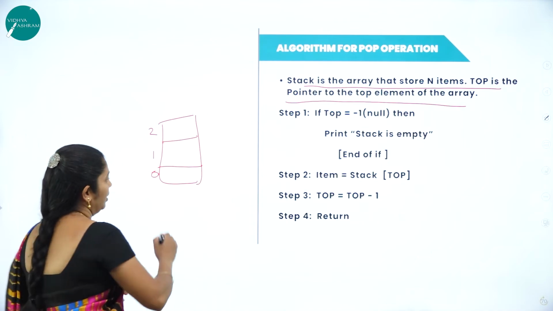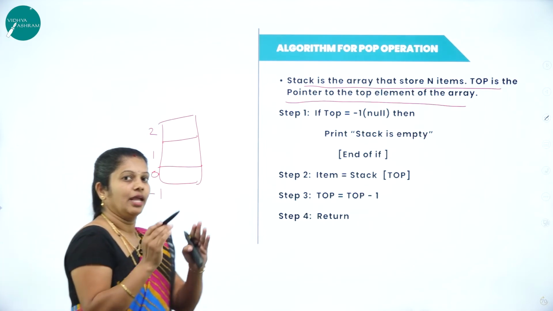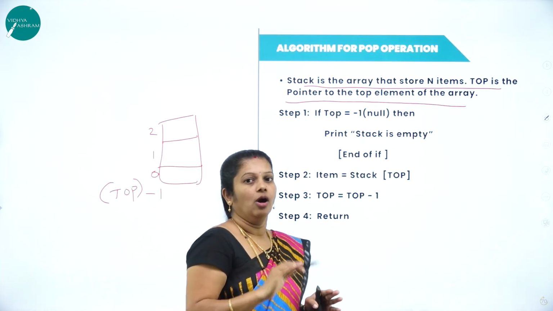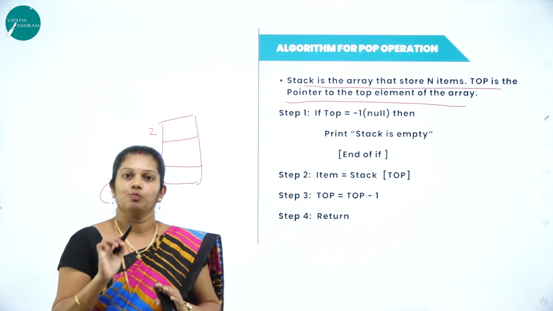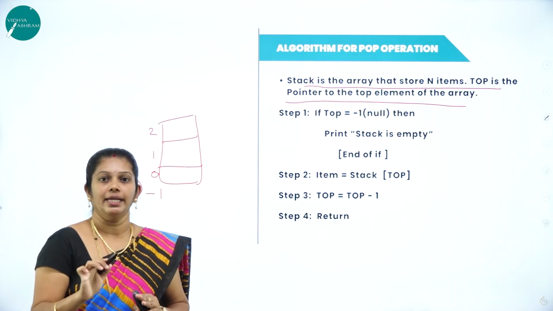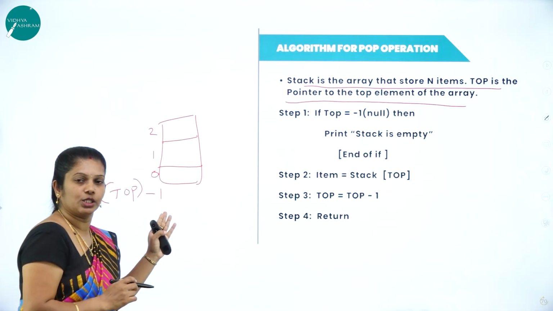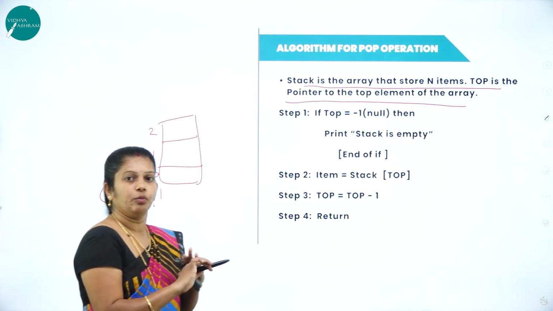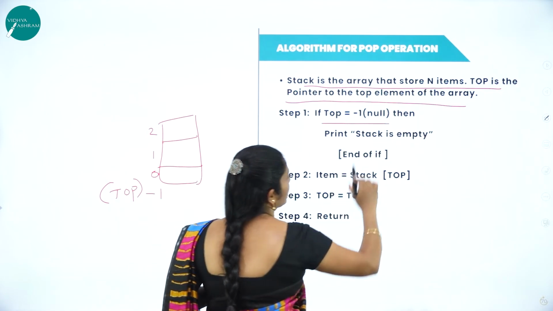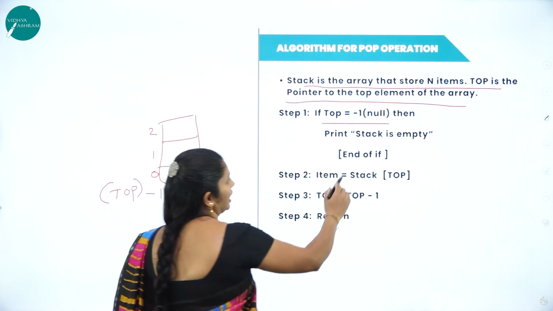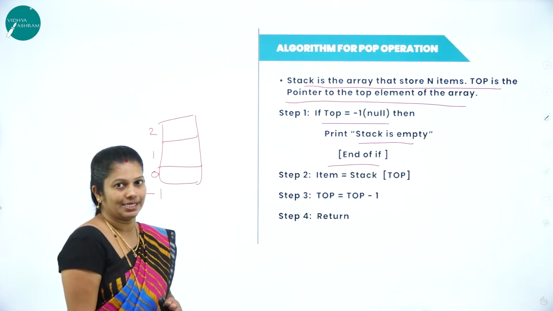If it is empty, then what about the top value? The top value represents -1. Consider a bottle in which you don't have any water, it is empty. On that bottle, is it possible to remove any water? It is not possible. Pop is nothing but removing an item from the top of the stack. Here, if top represents -1, then it is empty, and I cannot remove any item. Then it has to come out of the process. That's why first, if top equals -1 or null, then it has to print that the stack is empty, end if. That is where we come out of the process itself.